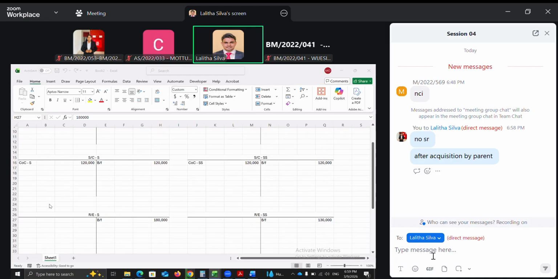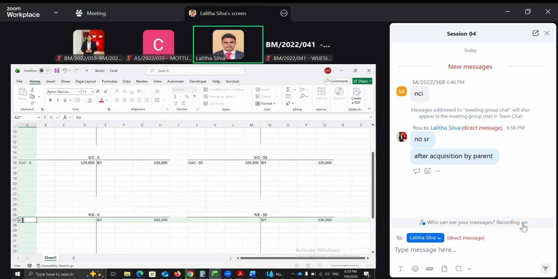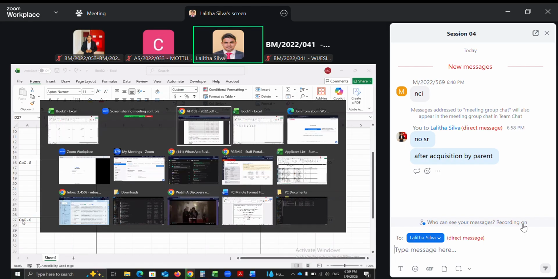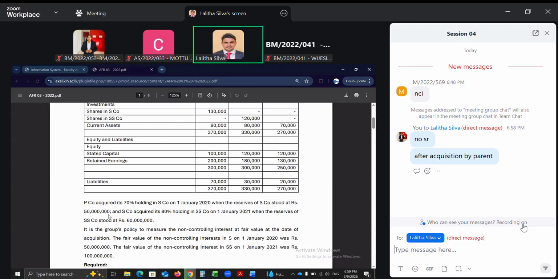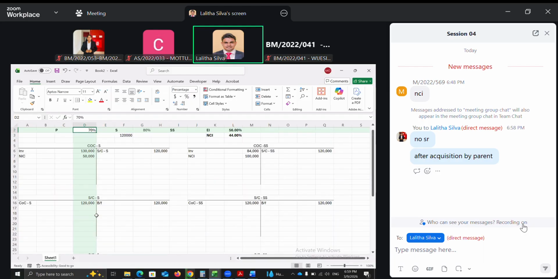Then we can take out the pre-acquisition retained earnings and translate to the COC of S. The pre-acquisition retained earnings of S entity stood at 50 million. We take out 50 million as the pre-acquisition retained earnings and we translate to the COC. Retained earnings of the S entity.